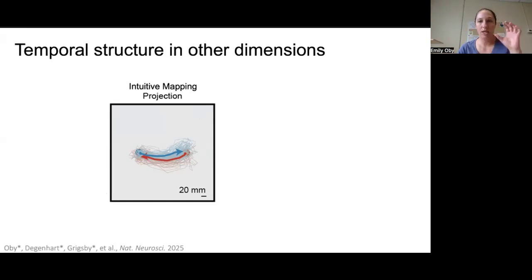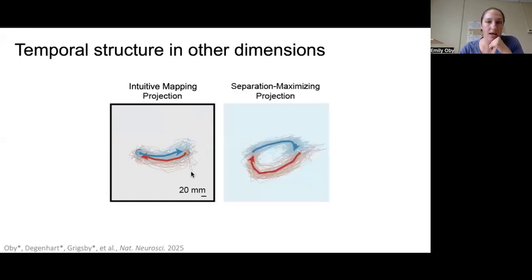So again, we can look at the neural activity that produced these cursor trajectories in other dimensions. And when we do that, we find projections for which the neural trajectories are distinct as the monkey moves between the red and the blue target. So rather than being highly overlapping, we see that the blue trajectories are separate from the red trajectories. And in particular, we find a special projection that shows strong direction-dependent trajectory curvature.